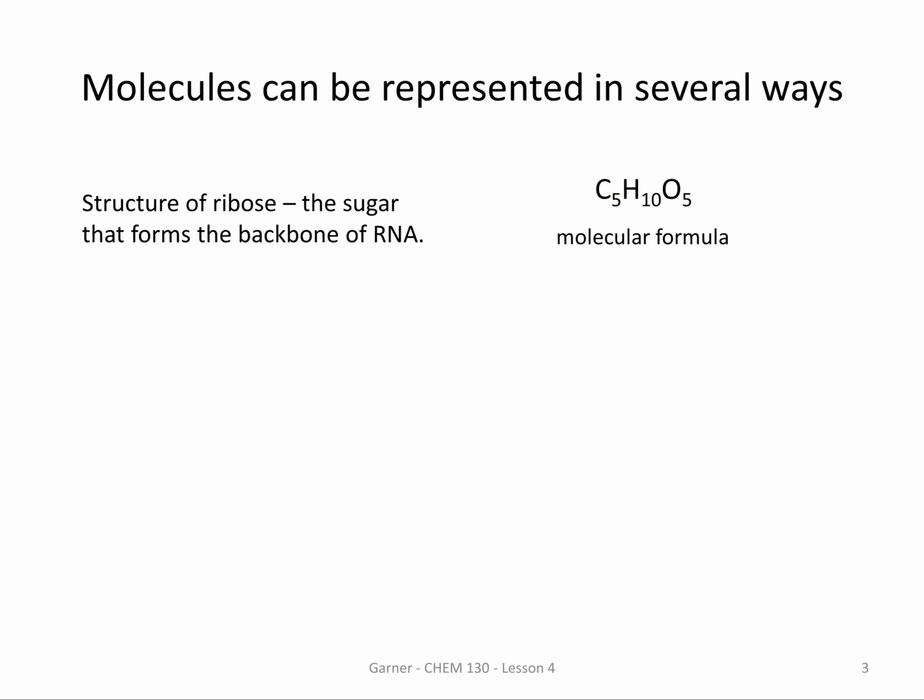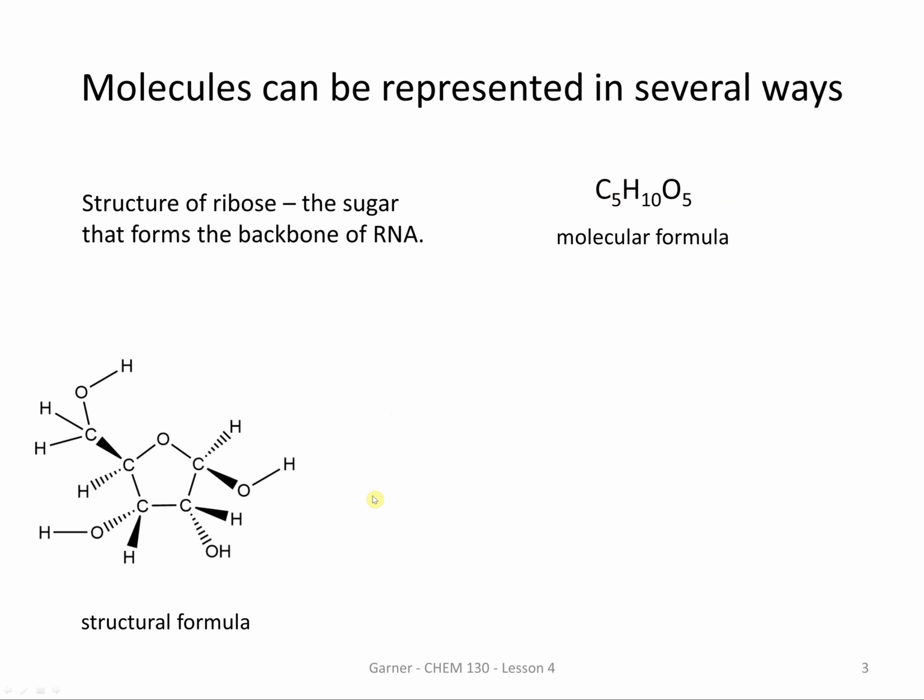For that, we can instead use what we call a structural formula. The structural formula shows how all of the atoms in the molecule are bonded together with one another. So from the molecular formula, we knew how many of each type of atom we had, but we didn't know how they were connected together. And from the structural formula, you can see how all of those atoms are connected. In fact, you can see that there's this 5-membered ring at the heart of the ribose molecule. And again, you wouldn't have known necessarily that that was there just by looking at the molecular formula.